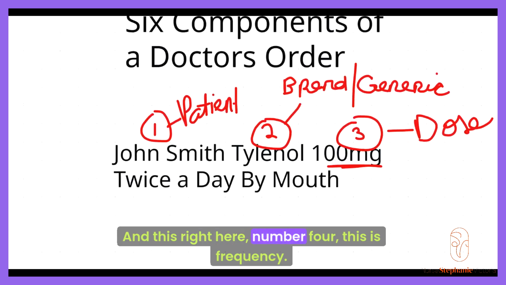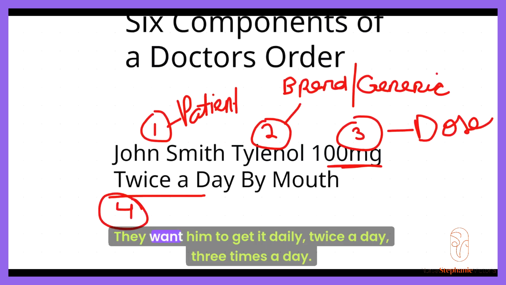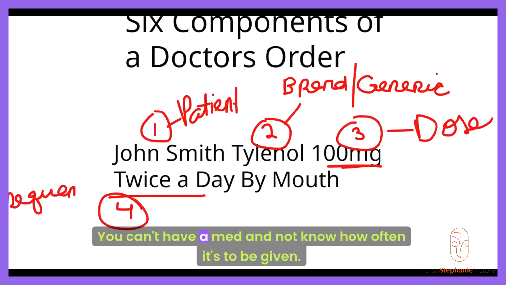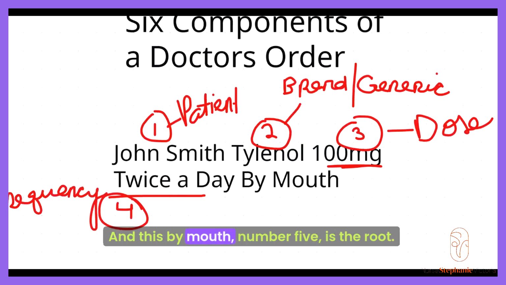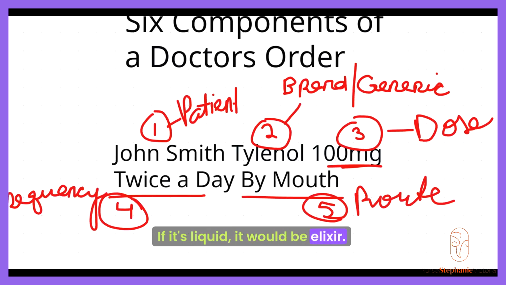And this right here, number 4, this is frequency. All right, frequency is how often. They want him to get it daily, twice a day, 3 times a day. You can't have a med and not know how often it is to be given. And this by mouth, number 5, is the route. By mouth is a pill or a capsule, tablet that the person is going to take by mouth, okay? If it's liquid, it would be elixir.